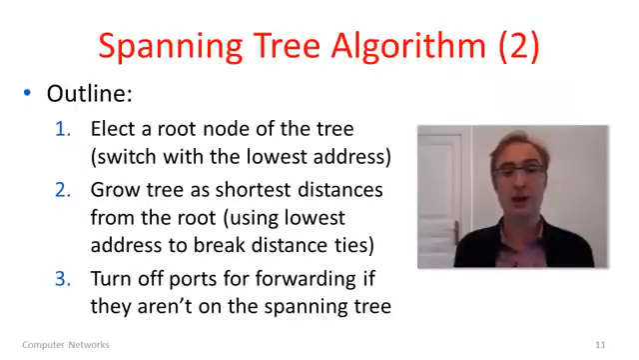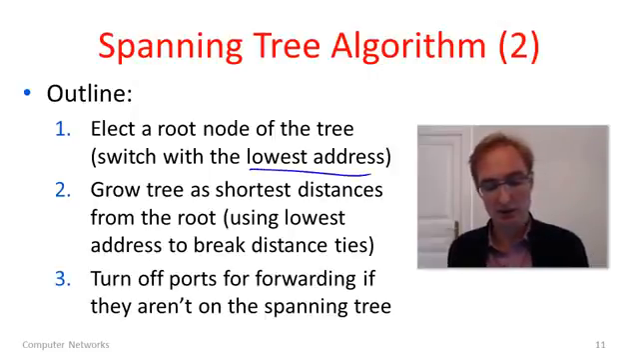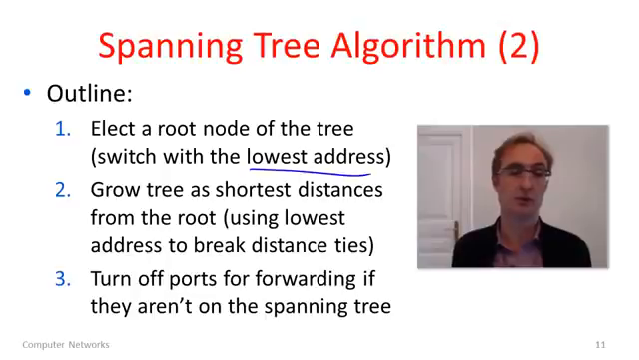But what we need to go through now is the spanning tree algorithm. Here is an outline for that algorithm. These are the steps that will happen. First of all, to come up with a particular spanning tree, we need to elect a root. The root could be any node, that's possible. They just need to agree on who it is. So we're going to let the switch with the lowest address be the root. So switches can use their addresses to send messages and agree on who's the root.